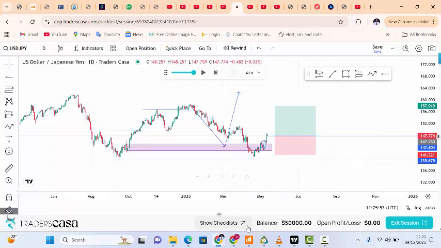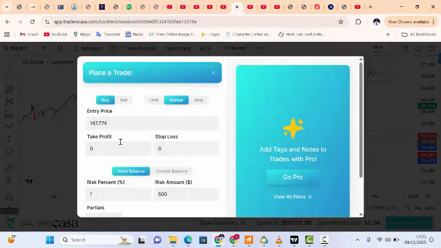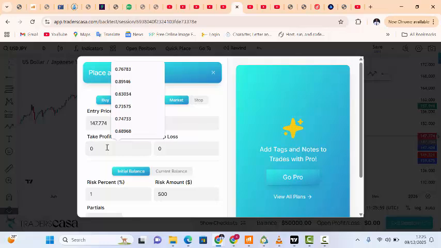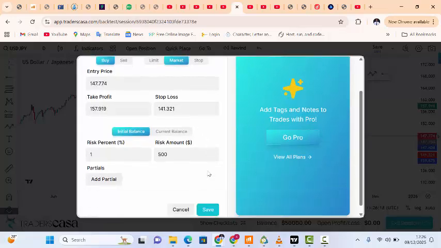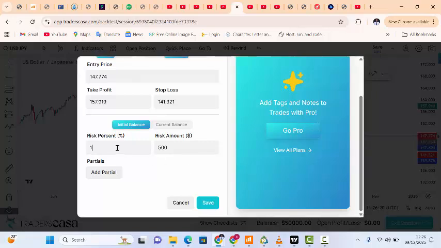So we're buying. I'm going to also place the trade. Take profit at 157.919. Stop loss 141.321. What this thing does is when you test, I'm going to reach this 8%.